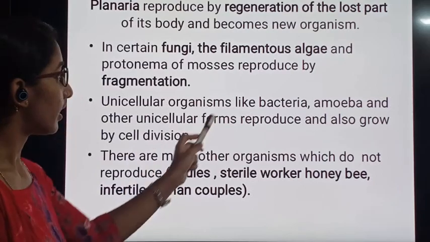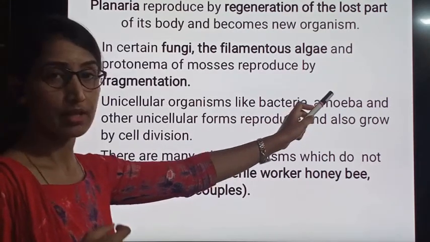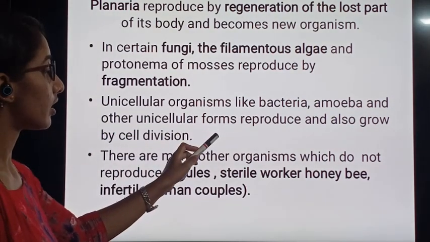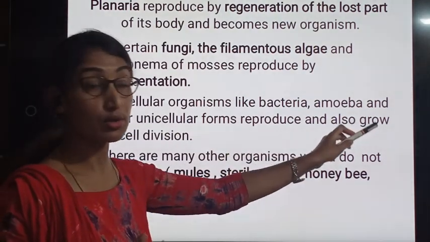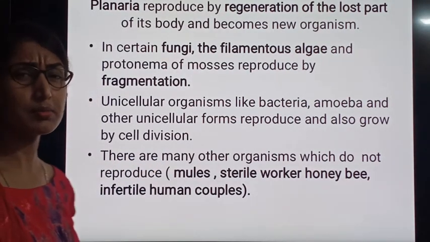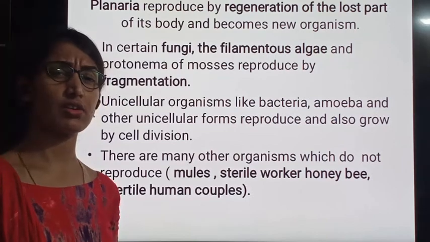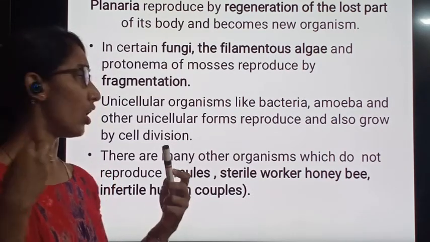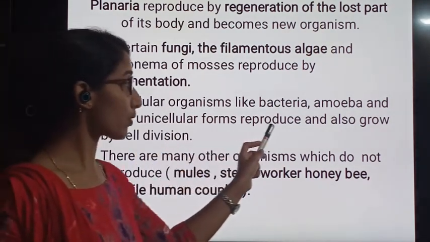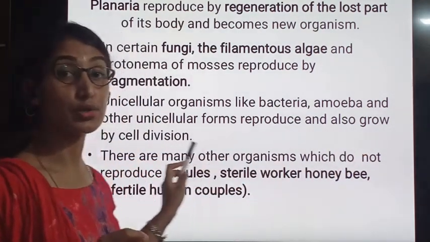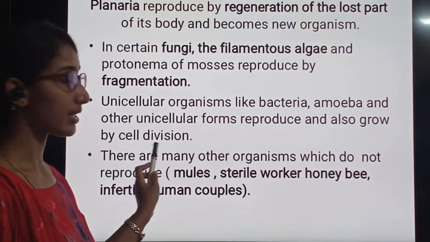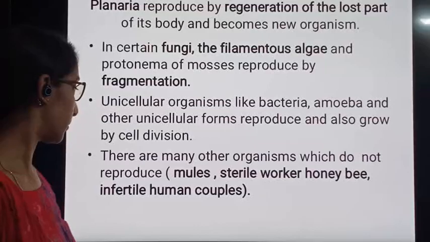Unicellular organisms like bacteria, amoeba and other unicellular forms reproduce by the help of cell division. Whether it is unicellular or multicellular organisms, the reproduction as well as the growth of living organisms takes place by the help of cell division.